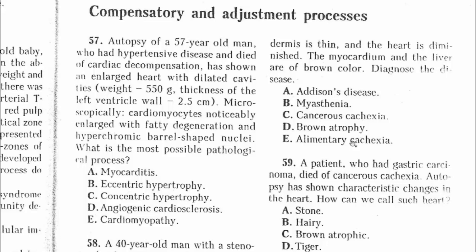However, for the benefit of studies again, Addison's disease is simply a disorder due to insufficient production of hormones by the adrenal gland. Myasthenia gravis is a chronic autoimmune neuromuscular disease that causes weakness in the skeletal muscles. And brown atrophy is simply an atrophic tissue with yellowish brown color, usually seen in the heart and the liver. All right. So your answer is definitely E.